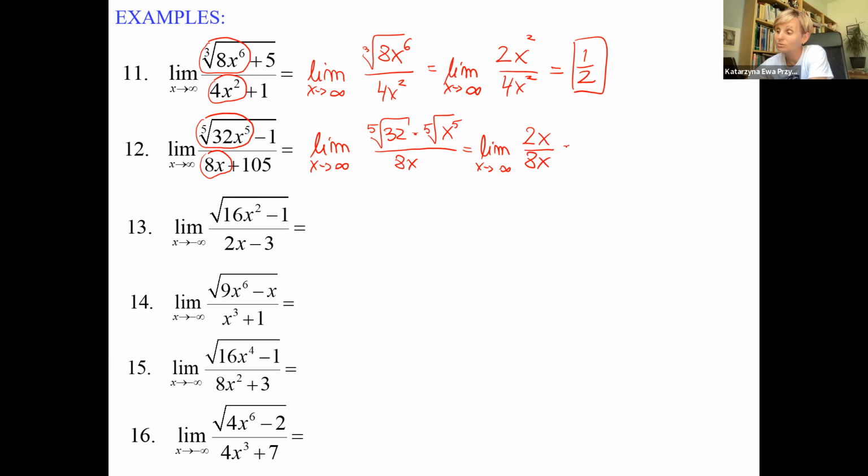And this is an odd root. We will have no problem with positive or negative. And the same leading function, x over x, they will be cancelled out. The answer is 1/4, the ratio of the leading coefficients.